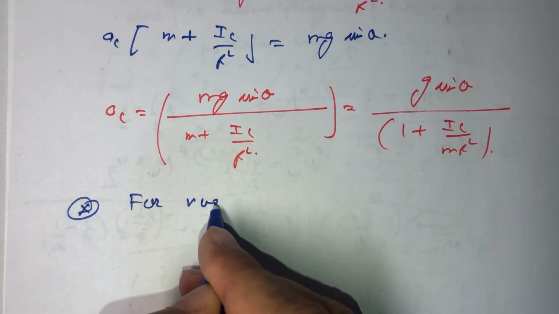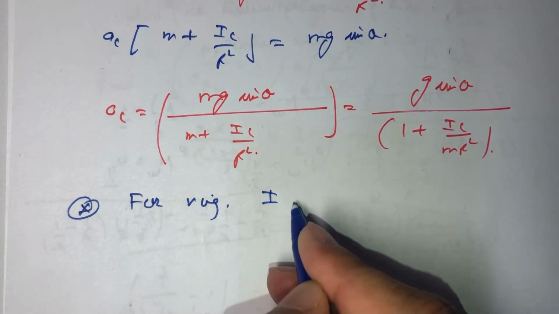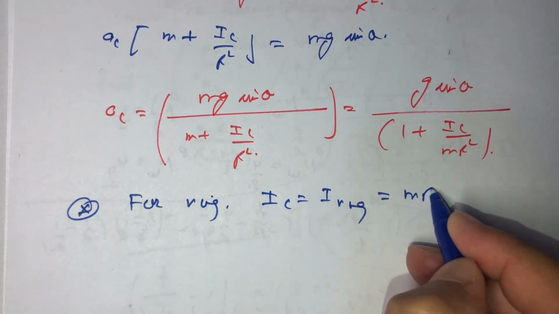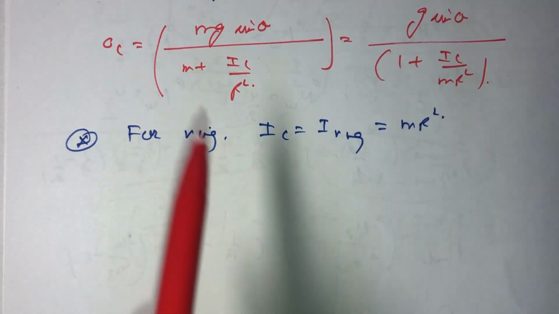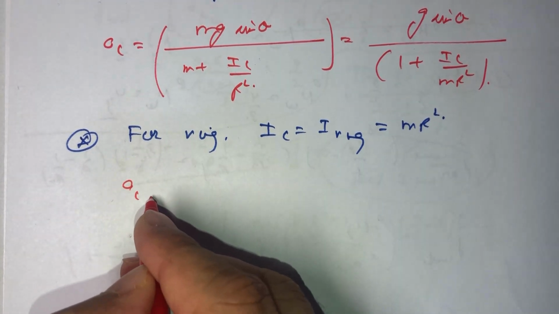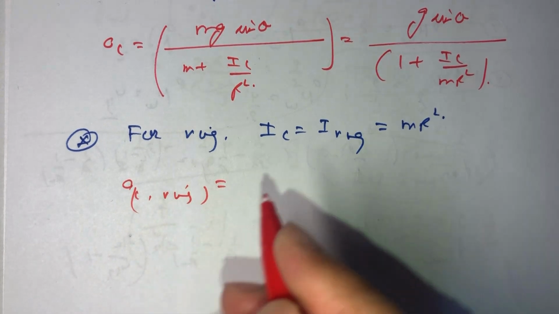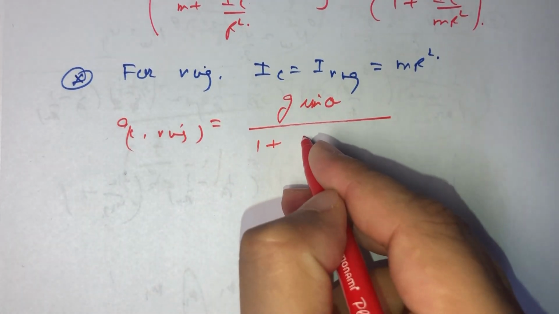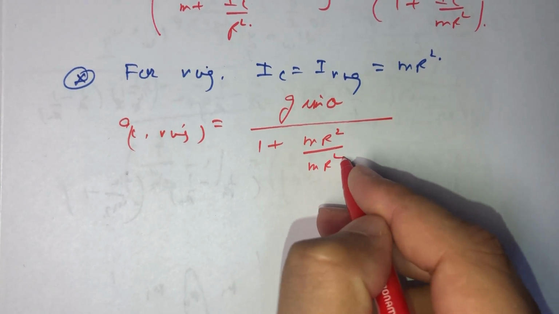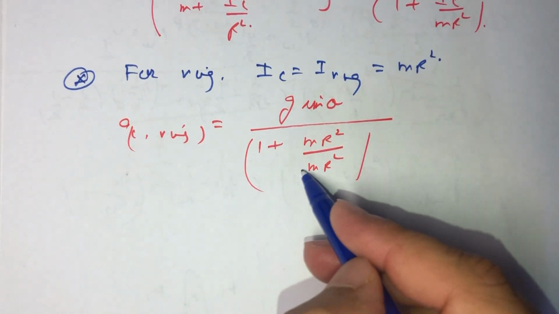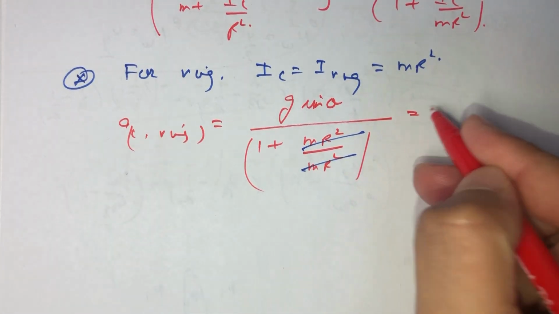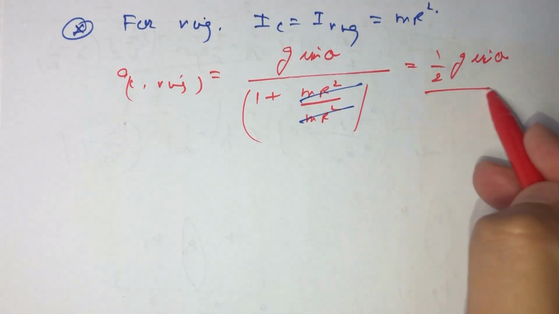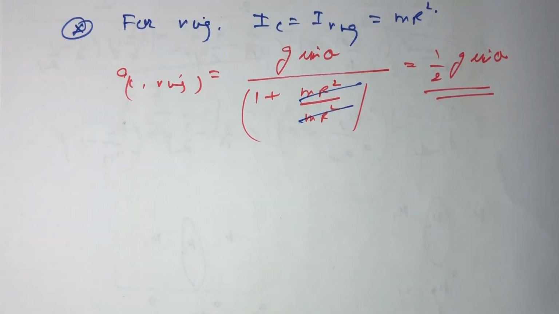So for ring, Ic will be equal to I ring, which is equal to mr square. So we can say that center of mass acceleration for the ring will be equal to g sine of theta divided by 1 plus mr square divided by mr square, and these two terms cancel out, and this becomes equal to 1 by 2 g sine of theta. So we got the center of mass acceleration for the ring.